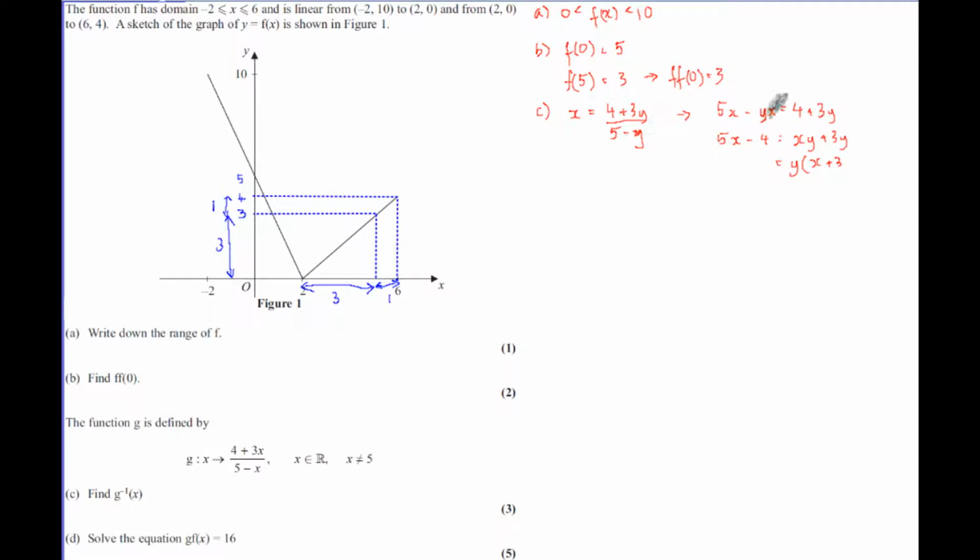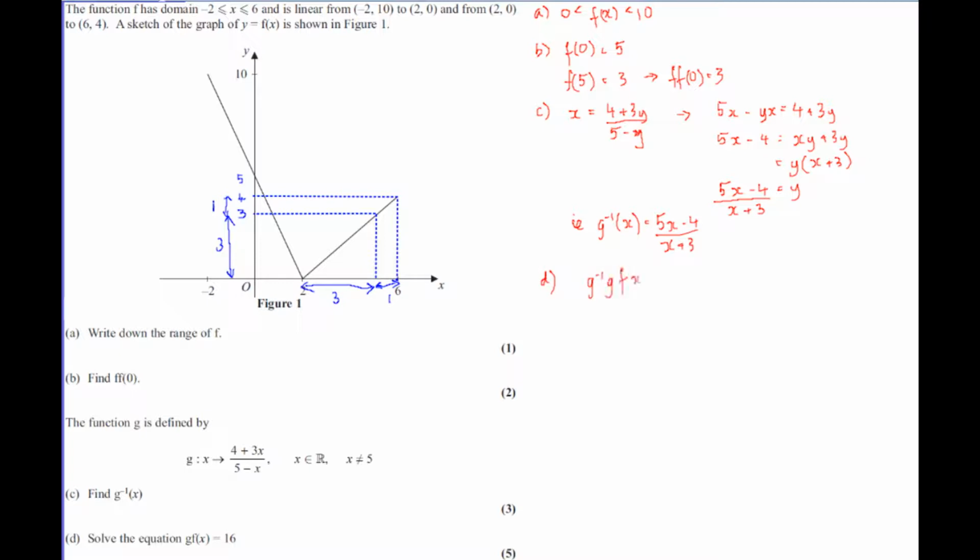So multiply through by 5 minus y. So x times (5 minus y) is 5x minus yx, leaving 4 plus 3y on the right hand side. Put my y terms together, and bring the 4 over to the left hand side. So 5x minus 4 equals xy plus 3y. Factorise the right hand side, and then divide by x plus 3. So I've got y all by itself. So that means that the inverse of g is (5x minus 4) over (x plus 3).